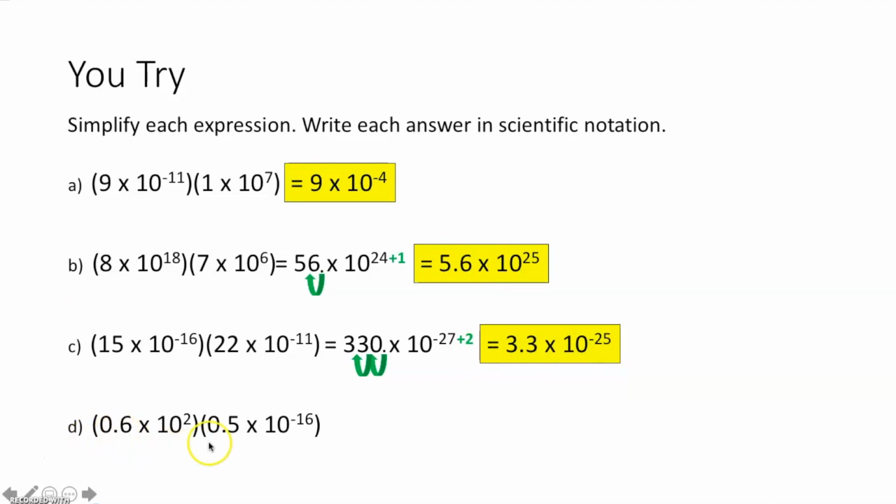Lastly here, again, we multiply the numbers out front. What's 0.6 times 0.5? That's 0.30. And then you add the exponents of the tens. What's 2 plus negative 16? That's actually going to be negative 14.